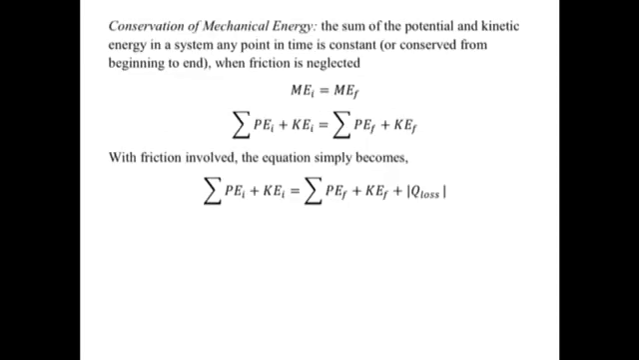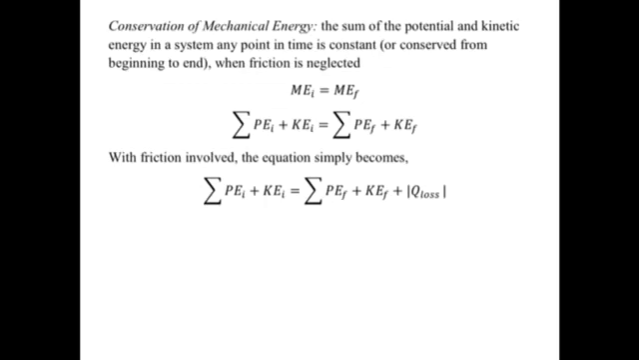Take a look at that in the second slide here, and I'll talk about these symbols. Don't worry, they're very simple when I tell you what they mean. So first, the sum of the potential and kinetic energy in a system at any point in time is constant or conserved from beginning to end when friction is neglected.